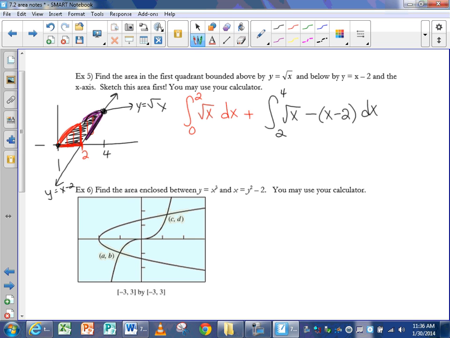Now that I have everything set up, you're going to throw it into your calculator. Integrate this, integrate that. The calculator is going to tell you 1.886 and 1.448 for a grand total of 3.333 for your area.